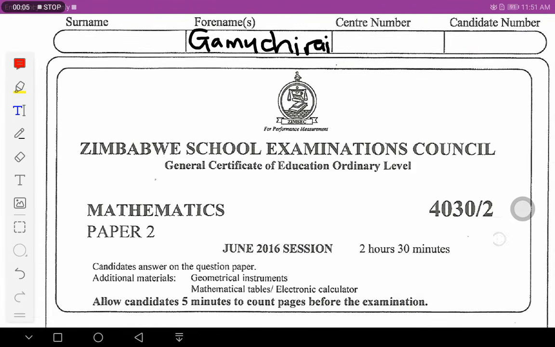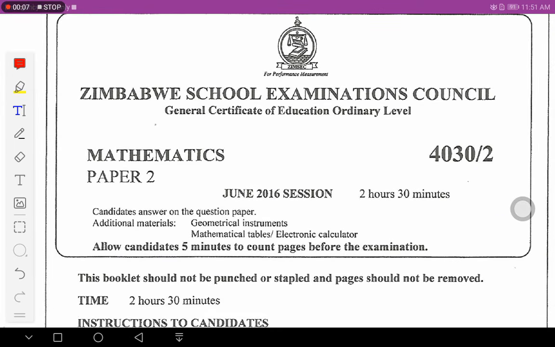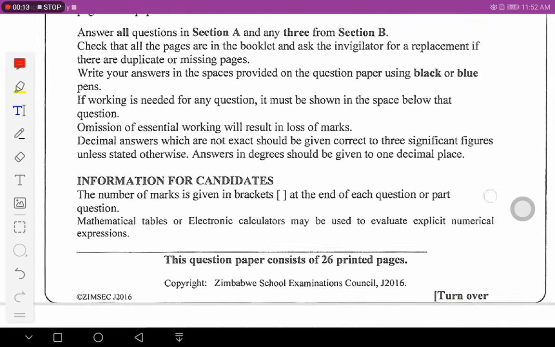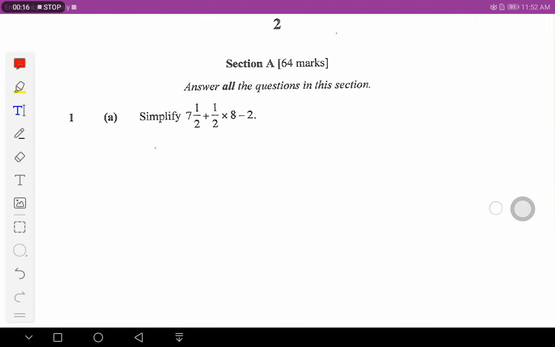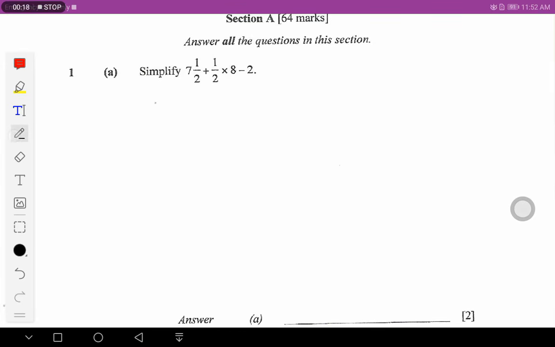So today I want us to look at Zimsec Paper 2 of November 2016 June. Okay, so let's go to our number 1. So our number 1 is saying simplify that.